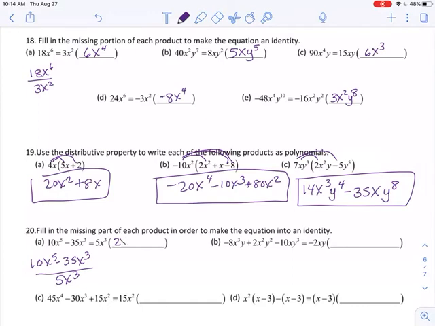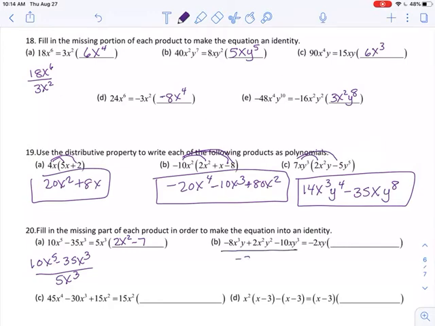X to the third, but I need x to the fifth, so I'm going to need 2 more x's. But then I have negative 35 divided by 5, or you're saying 5 times what is negative 35? 5 times negative 7. And look at the x's, x to the third, x to the third. I do not need any more x's, so that's my answer for that one.